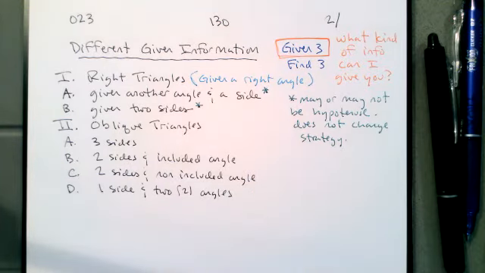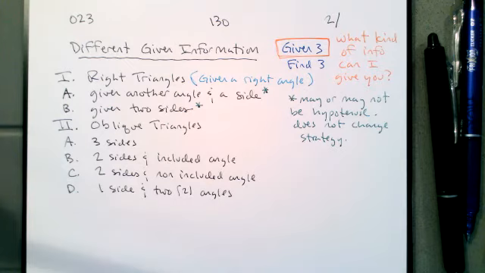These are all the different ways that I can give you three pieces of information about a triangle and ask you to find the other three. I can give you three sides. I can give you two sides and an included angle. I can give you two sides and a non-included angle. We'll talk about what that means later. Or I can give you one side and two angles.